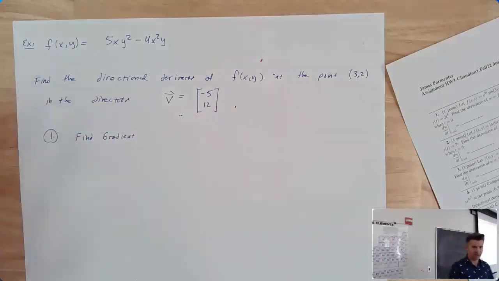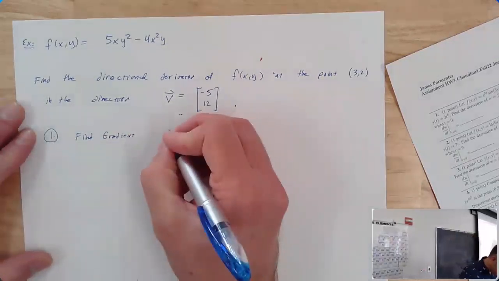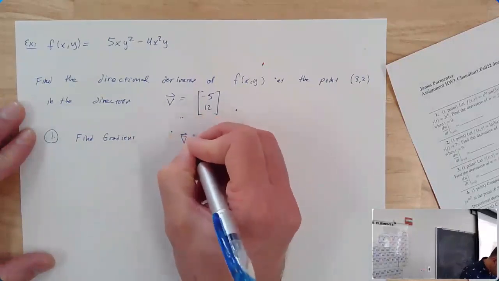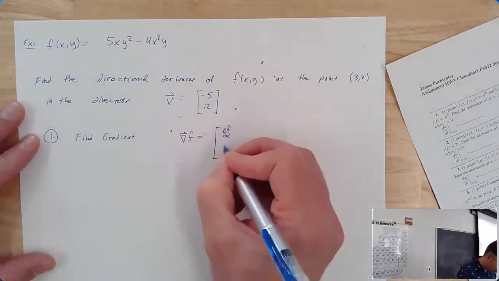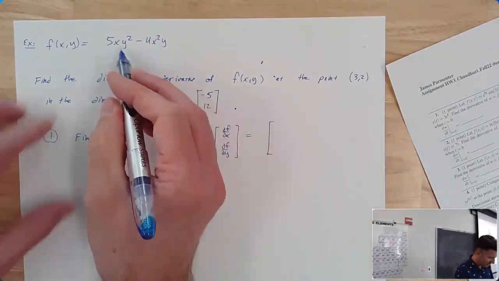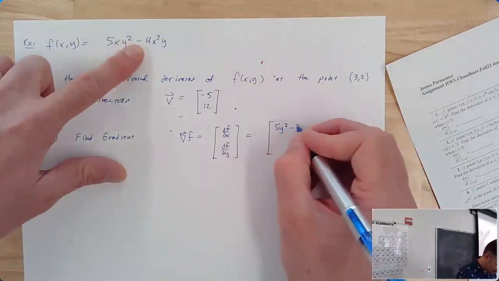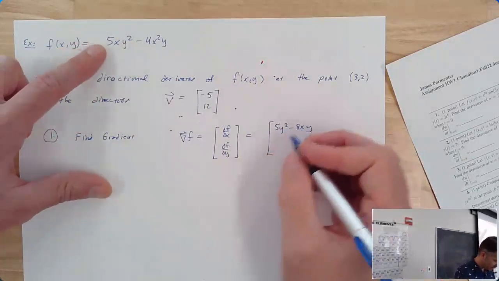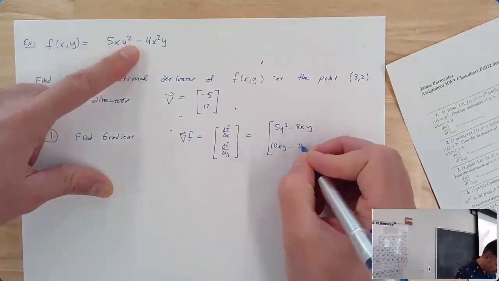I suppose you could write this as -10 to the 1/2, and negative square root of 10 is the slope. Yes, that's correct. So step 1, find the gradient. Here our gradient is going to be the partial with respect to x. And it's totally cool to write just del f del x, del f del y first to remind you what it is. Del f del x is going to be 5y squared minus 8xy. And del f del y is going to be 10xy minus 4x squared.